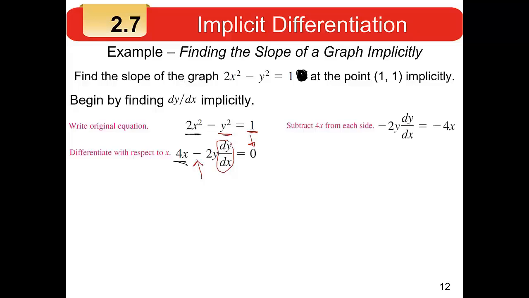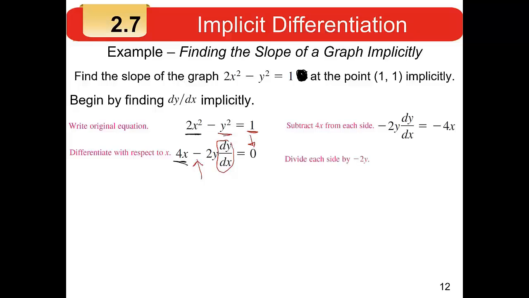I went ahead and just strictly followed the steps. It says to move everything that doesn't have dy over dx over. But if you wanted to move the negative 2y dy dx to the other side and make it positive and leave the 4x where it was, that's perfectly okay.